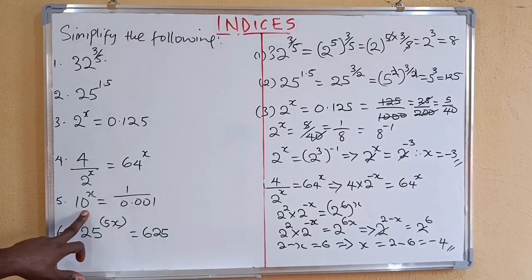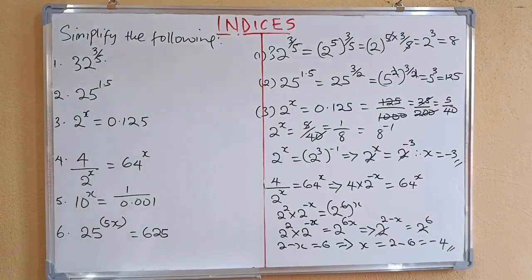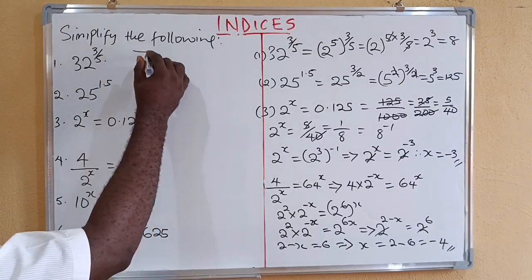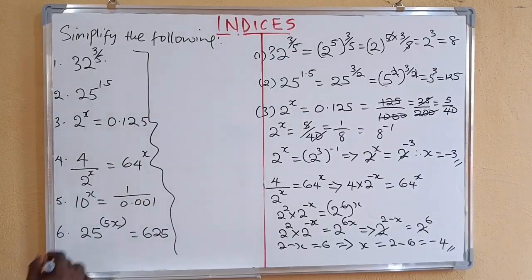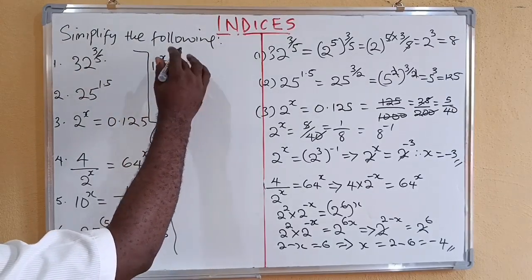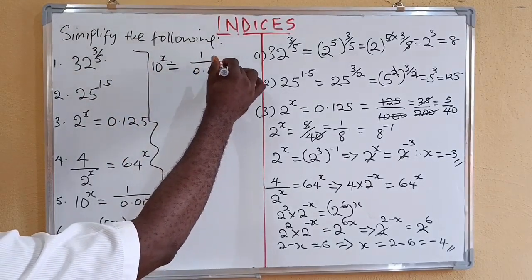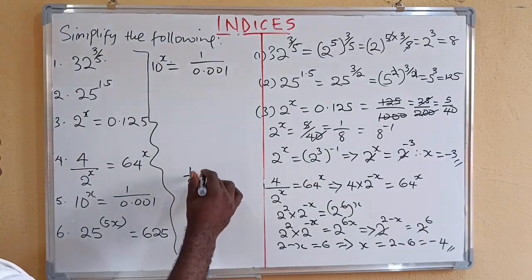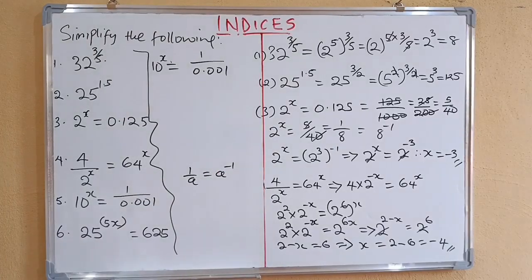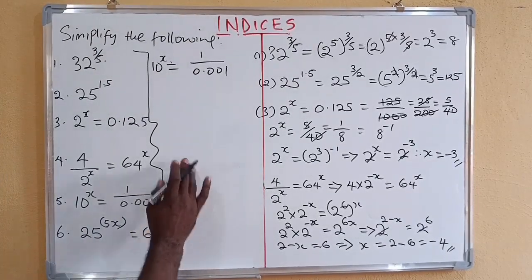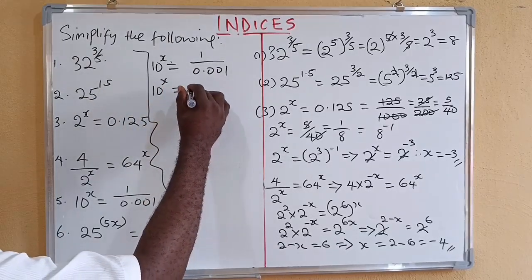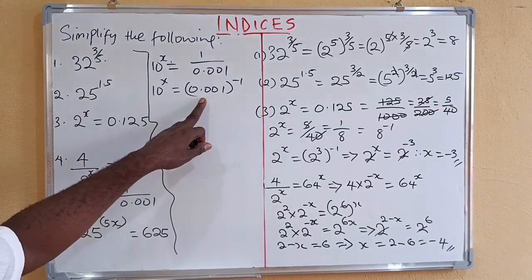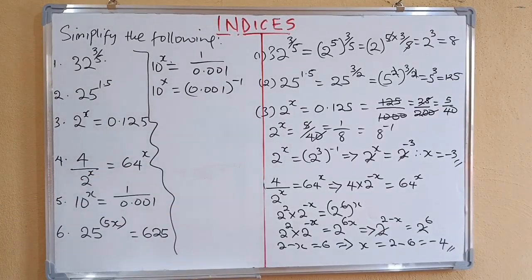And let's go with 10 to the power of x equals 1 divided by 0.001. So let me solve that one here. Let me use this space. Now I have 10 to the power of x equals 1 over 0.001. Now remember, in indices, if you have 1 over a, it simply means a to the power of minus 1. That is one of the laws. Okay, so now this is going to be 10 to the power of x equals 0.001 to the power of minus 1. Now 0.001 by laws of indices is 10 to the power of minus 3.